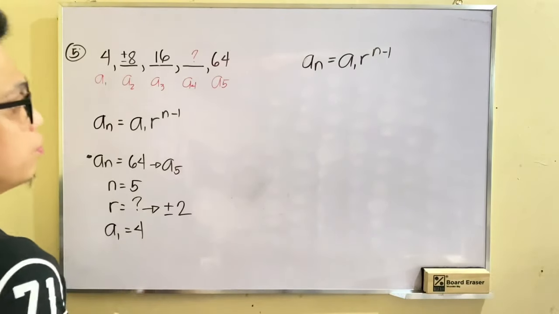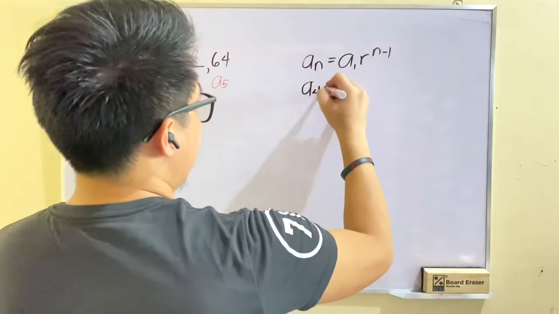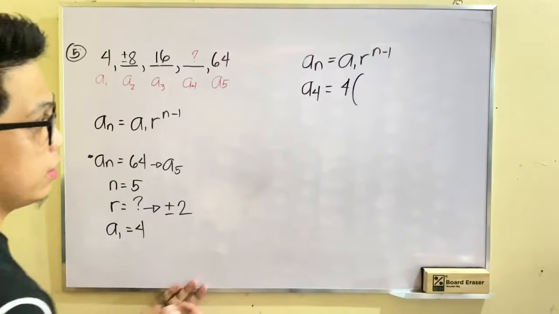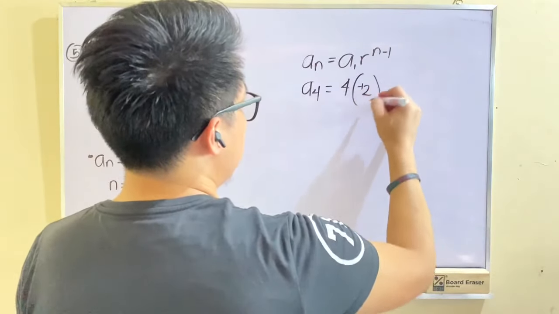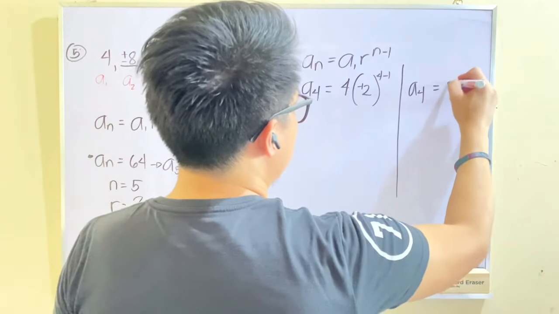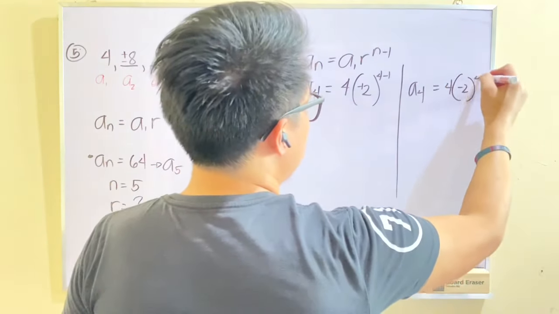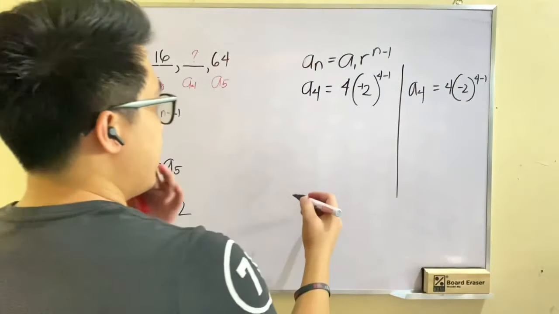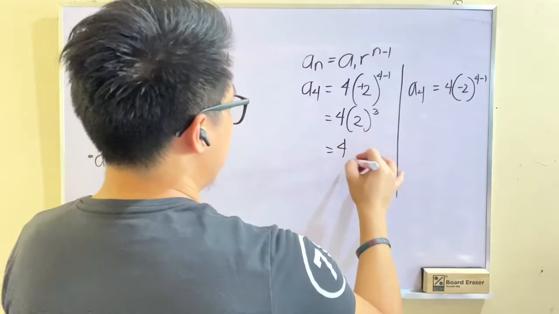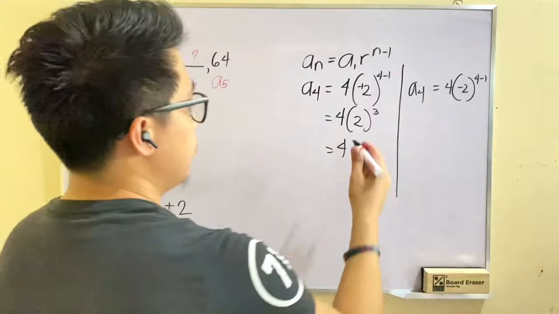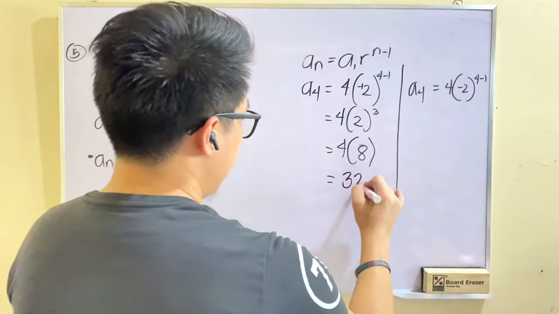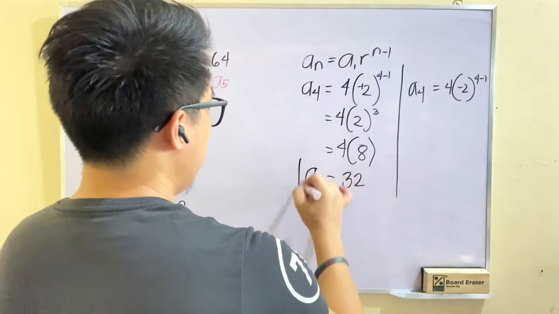Next, hanapin naman natin yung a sub 4. A sub 4 is equals to a sub 1, which is 4, times ratio, pwedeng positive, pwedeng negative. So, positive 2 raised to 4 minus 1. So, another condition, a sub 4 is equals to 4 times negative 2 raised to 4 minus 1. Next, 4 times 2 raised to 3. Ano yung 2 raised to 3? 2 times 2, 4. Times 2, 8. So, 8 times 4 is 32. A sub 4 will be 32.